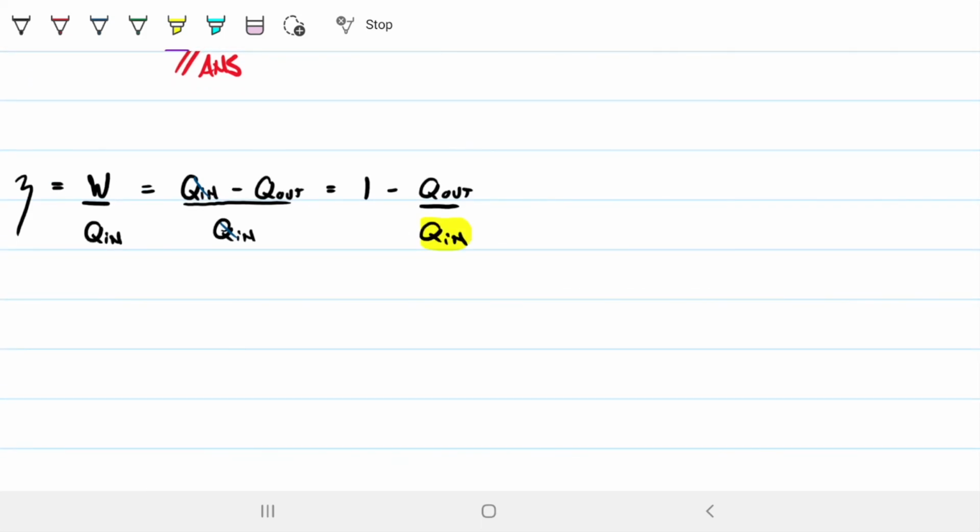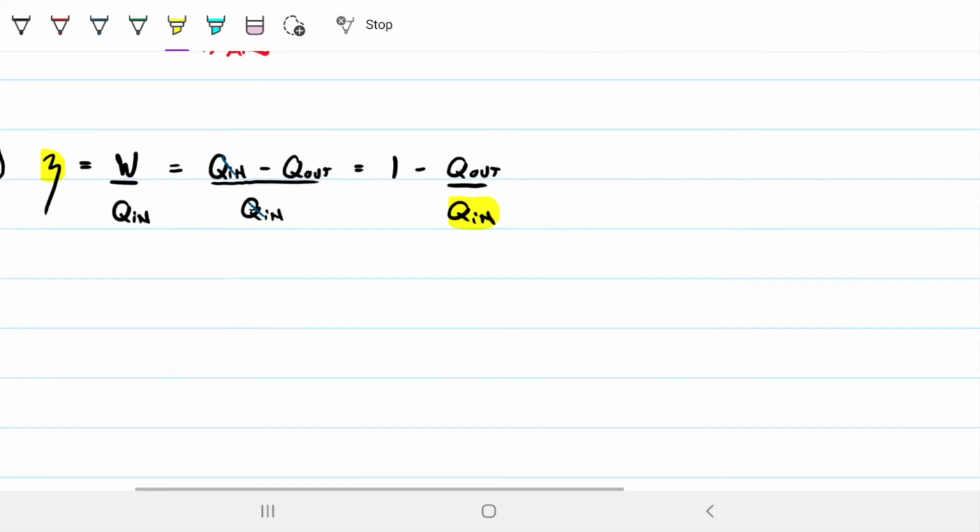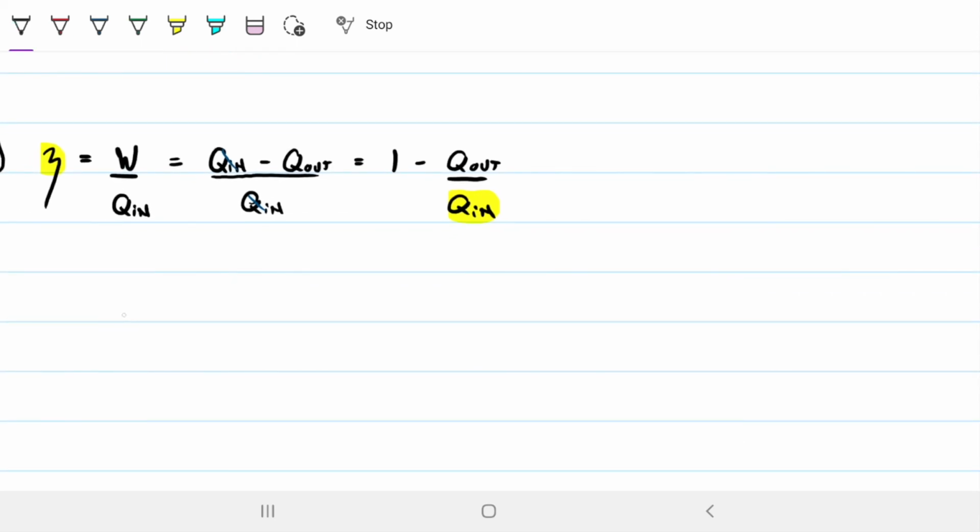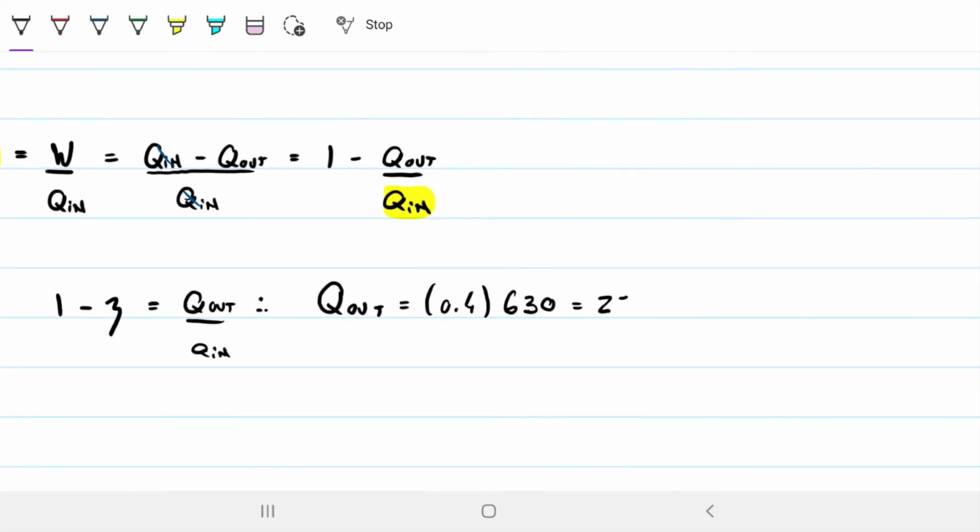So we know everything here, right? We know this is 630 kilojoules. We know this is 60%. The only unknown in this case is precisely Q out that we're trying to find out. So that means that I can do 1 minus the efficiency will be equal to Q out over Q in, and therefore Q out is just 40% of whatever the 630, which is 252 kilojoules.